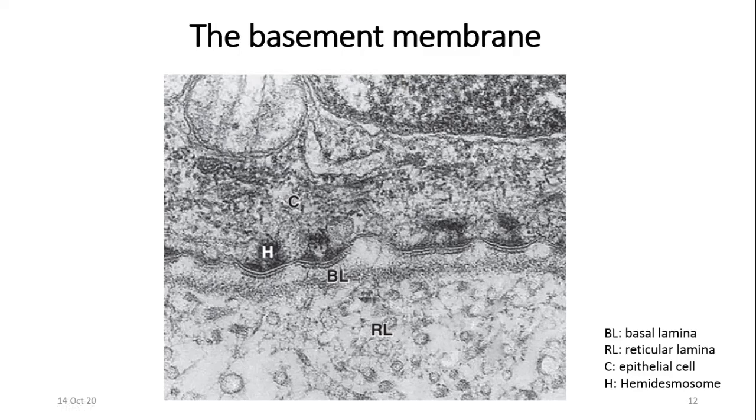In the light microscope, it appears as just one line, and it's called basement membrane. In the electron microscope, it appears as two parts. The basal lamina has clear boundaries, and here we have the more diffuse and fibrous reticular lamina. H stands for hemidesmosomes, and we will talk about it later. C stands for the epithelial cell, and this is the basal lamina, reticular lamina.